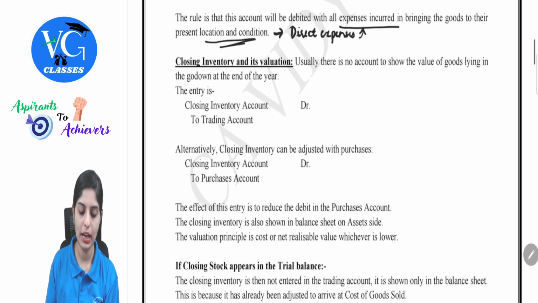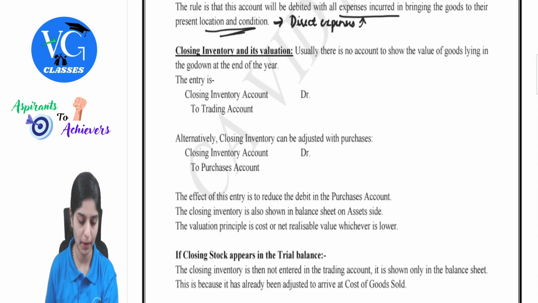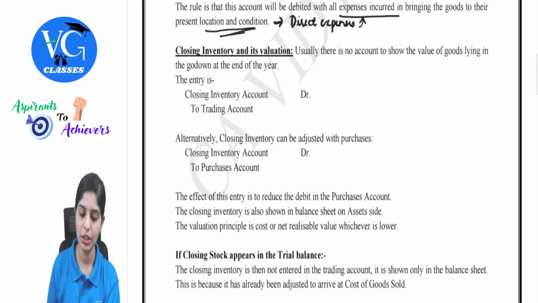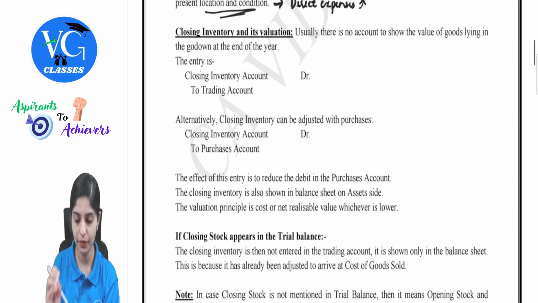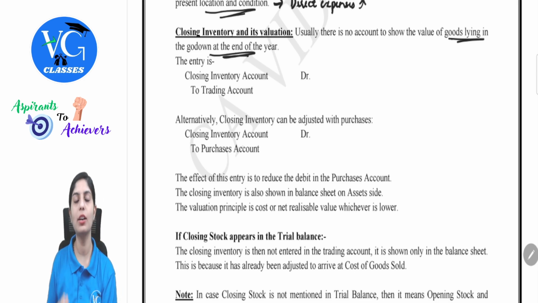Yes. Now we will understand respective items, whatever we saw in trading account, their respective treatment one by one. Closing inventory and its valuation. With respect to inventory and its valuation, we have some idea from chapter number 4. So let's also keep that as a base and understand this further. Usually there is no account to show the value of the goods lying in the godown at the end of the year. Think logically, guys.